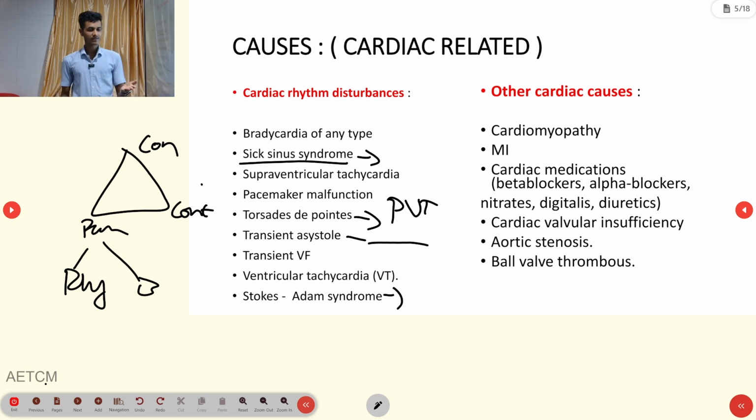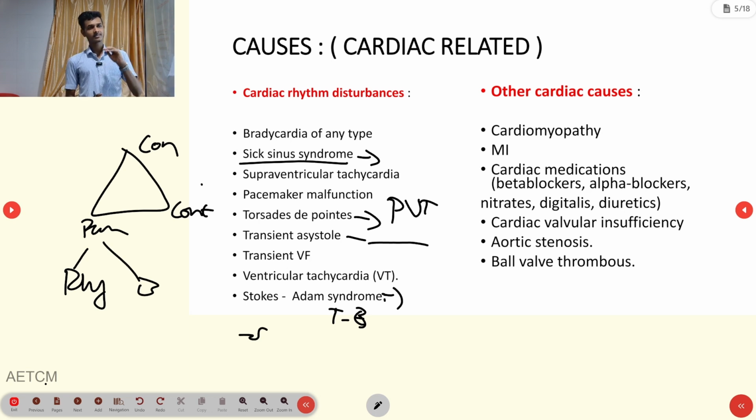Stokes-Adams is also one of the diseases, in which there is a lot of ECG rhythm alteration. There is tachy-brady syndrome, where on the ECG you will see tachycardia, then bradycardia, and in between asystole will occur. Likewise, because of the rhythm alteration, syncope occurs.